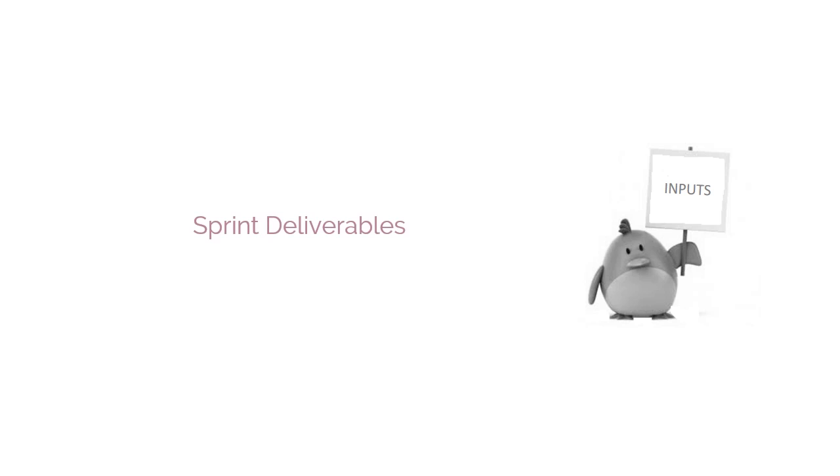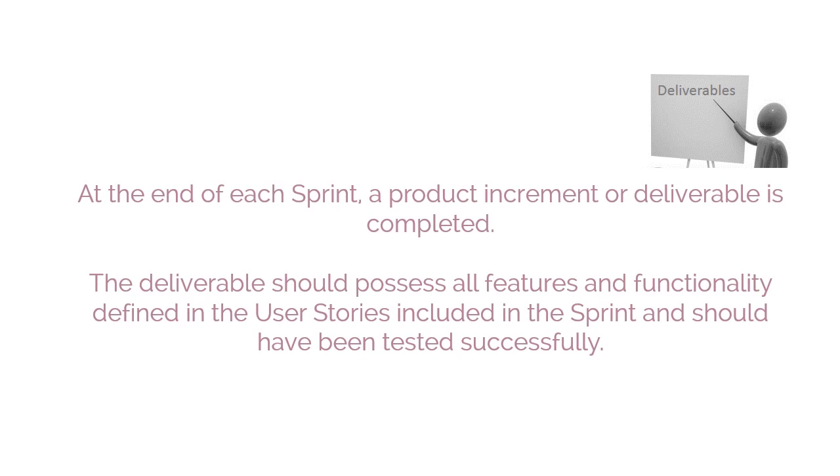Moving on, another important source of input is the Sprint Deliverables. At the end of each sprint, a product increment or deliverable is completed. The deliverable should possess all features and functionality defined in the user stories included in the sprint and should have been tested successfully.